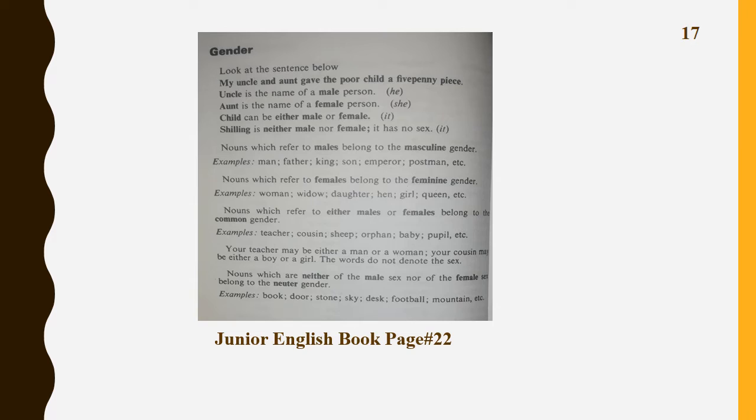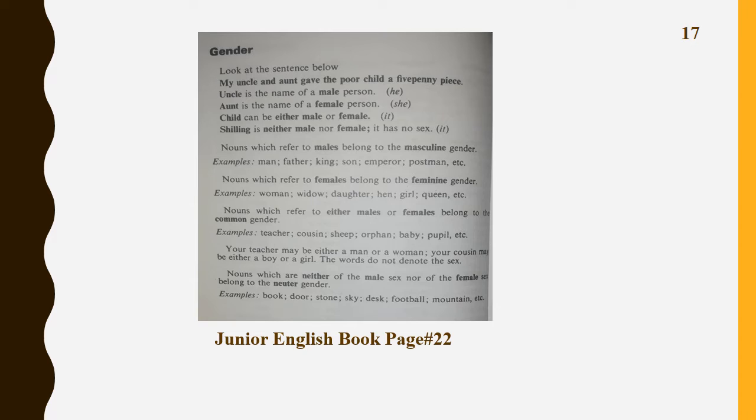Nouns which refer to males belong to the masculine gender. Example, man, father, king, son, emperor, postman. Nouns which refer to females belong to the feminine gender. Examples, woman, widow, daughter, hen, girl, queen. Nouns which refer to either males or females belong to the common gender. Teacher, cousin, sheep, orphan, baby, pupil.